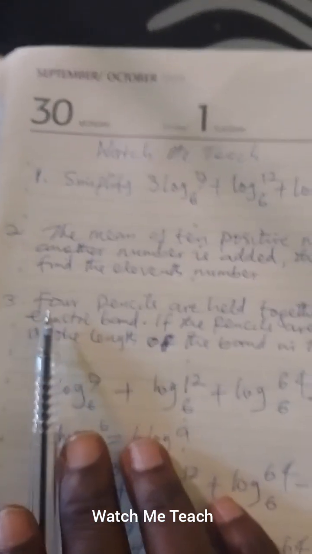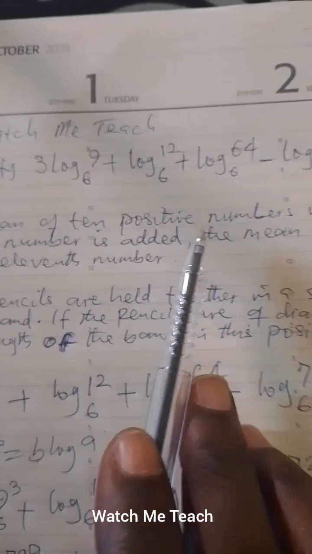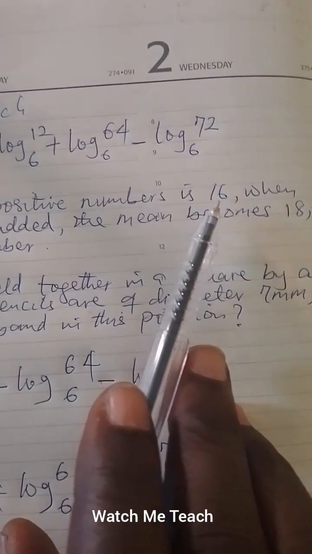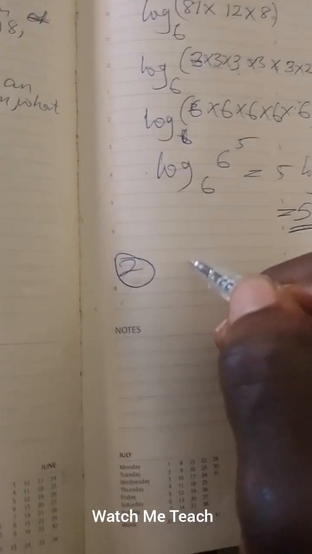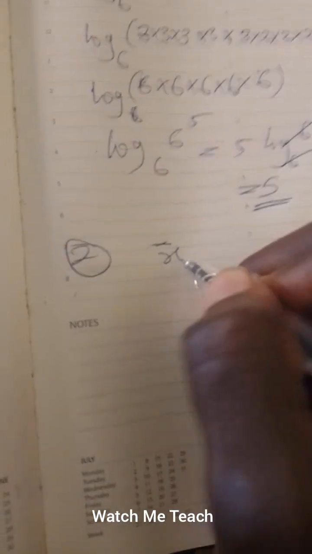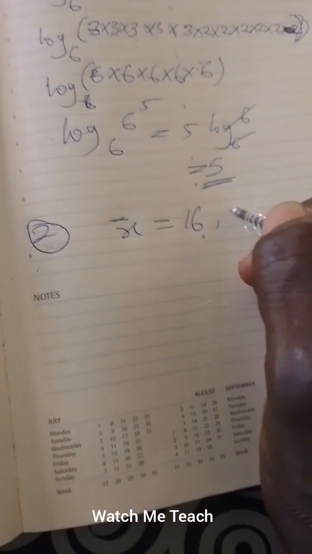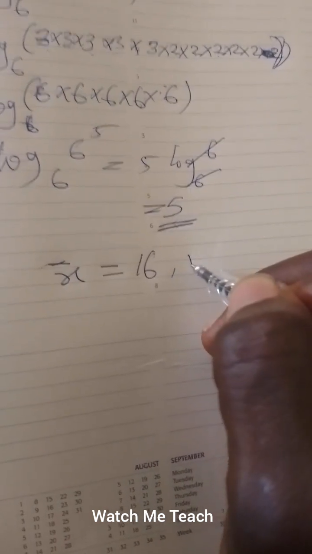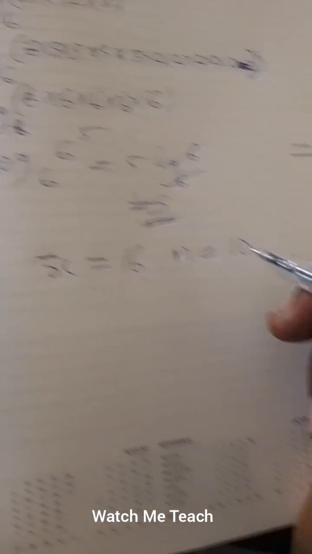Then the second question is, the mean of 10 positive numbers is 16. That means if I come here, that's number 2, I can say the mean bar x of 10 positive numbers is 16. And let the number n be equal to 10, because it said 10 positive numbers.